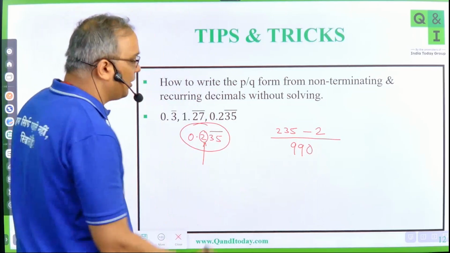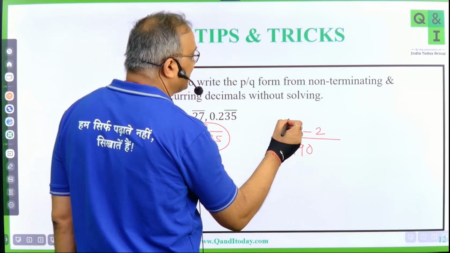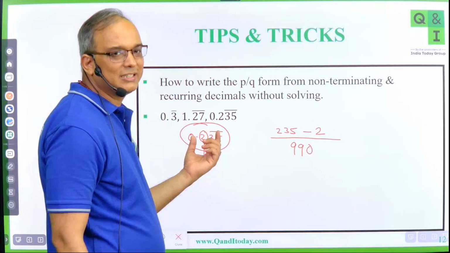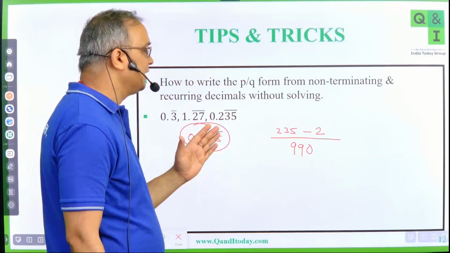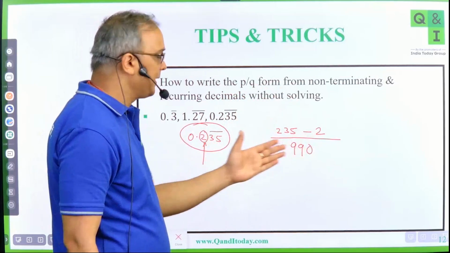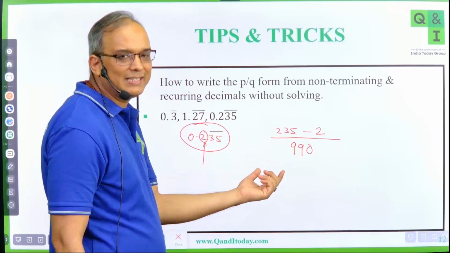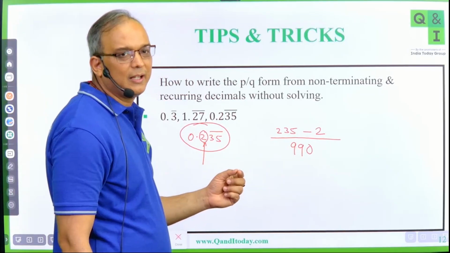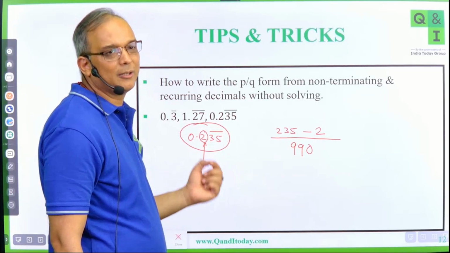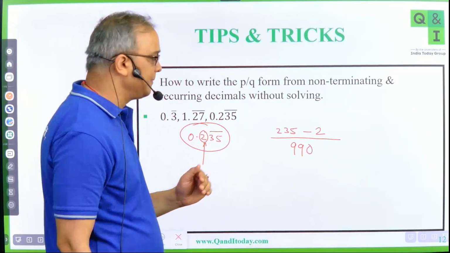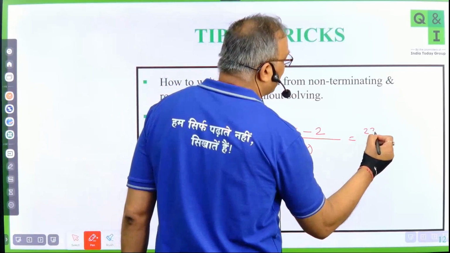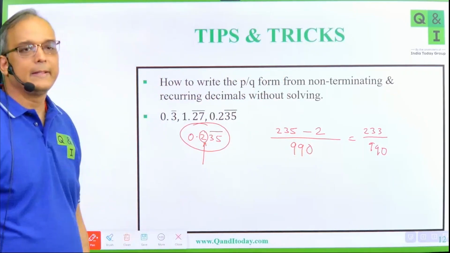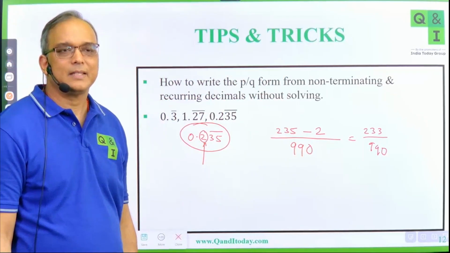Okay. So I'll tell you one by one. So this is the number as it is, 235, subtracted by the number which is not repeating, divided by number of nines as the number of digits which are repeating, followed by number of zeros for the number of digits which are not repeating and after the decimal. So this will be equal to directly 233 by 990. Is it clear? Is this method clear?